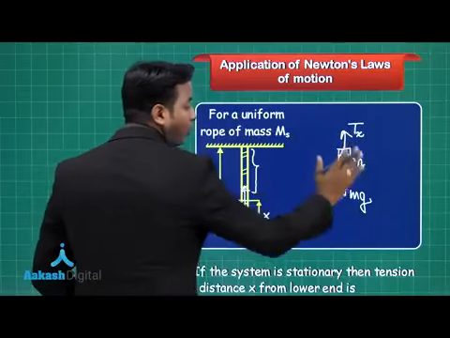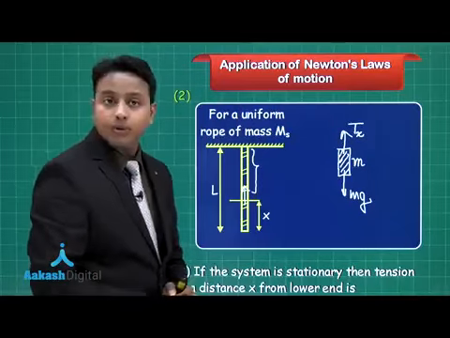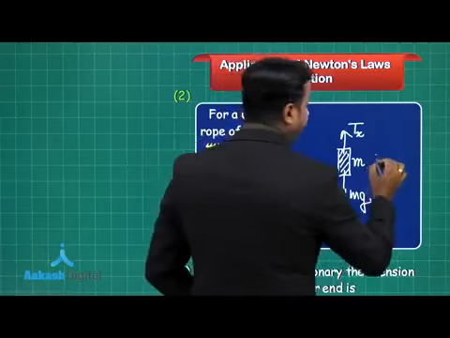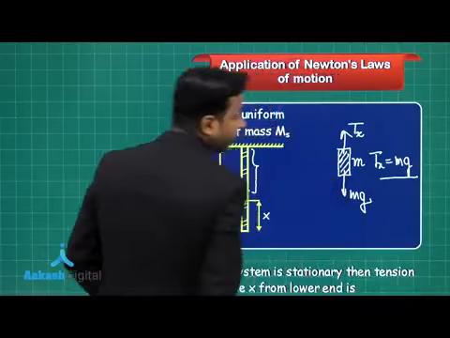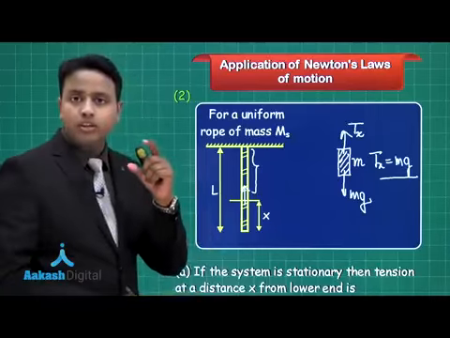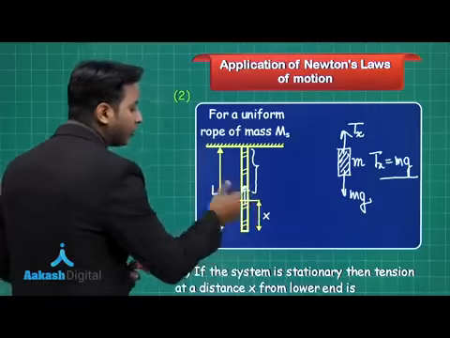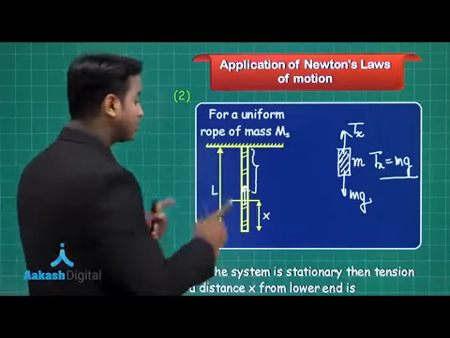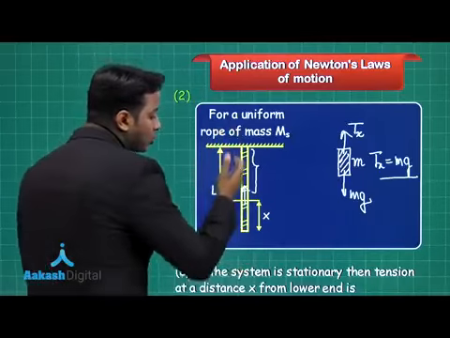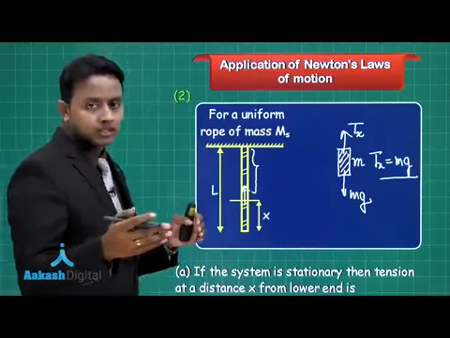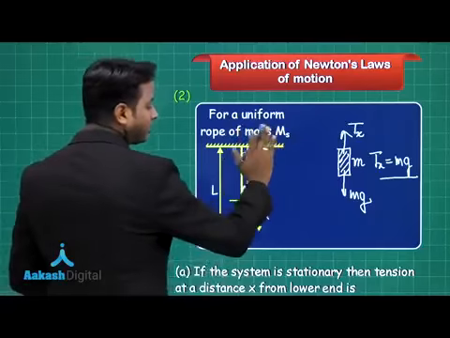Now this whole system is in equilibrium, that's why Tx must be equal to mg, but the mass of the section of the rope which is hanging from this point is not known to us. So how can we find that? We can simply imply that this rope is having a uniform mass density. So the total mass is given, total length is given.